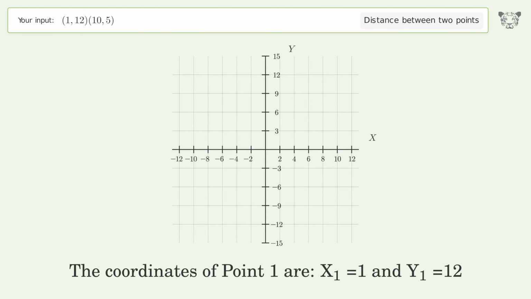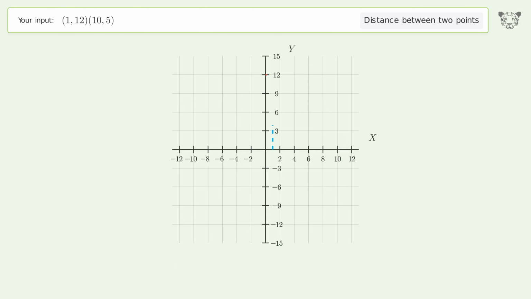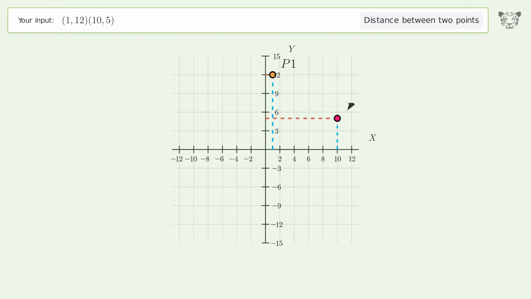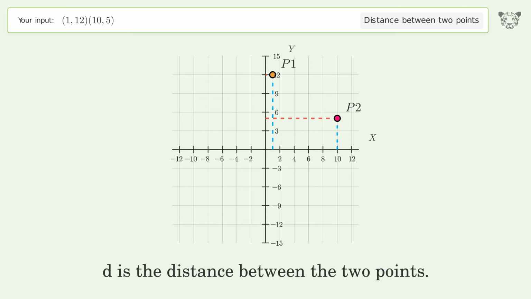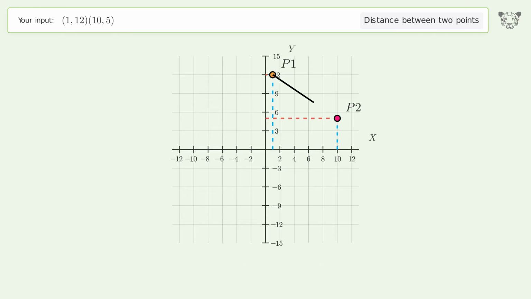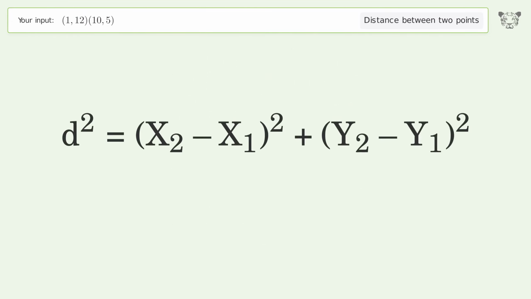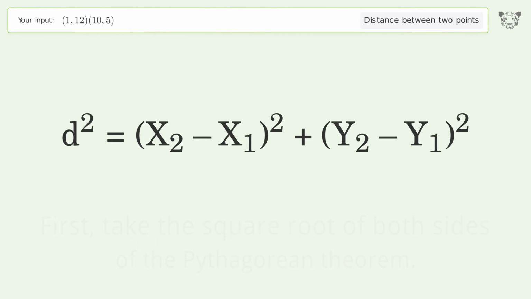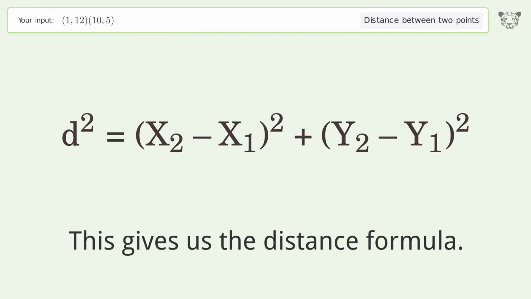The coordinates of point 1 are x1 equals 1 and y1 equals 12. The coordinates of point 2 are x2 equals 10 and y2 equals 5. D is the distance between the 2 points. First, take the square root of both sides of the Pythagorean theorem. This gives us the distance formula.